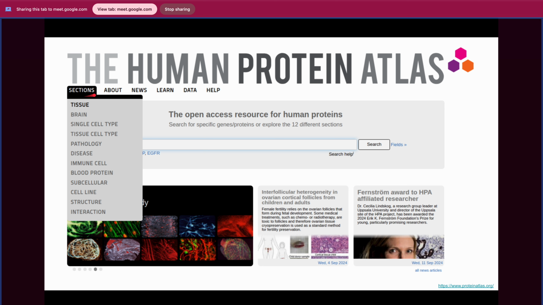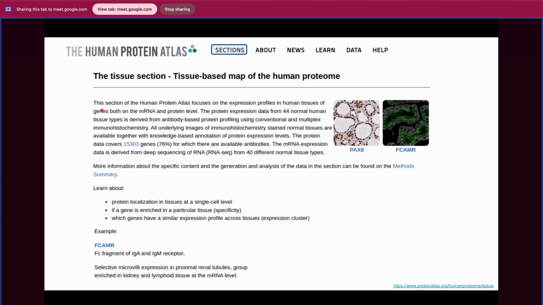So when you click on this section option, all these sections will appear, in which the first option is the tissue. So when you click on that tissue section, it will elaborate what this tissue section contains, and as new data is updated, they will also give you some examples of just the latest proteins which have been identified in a tissue.